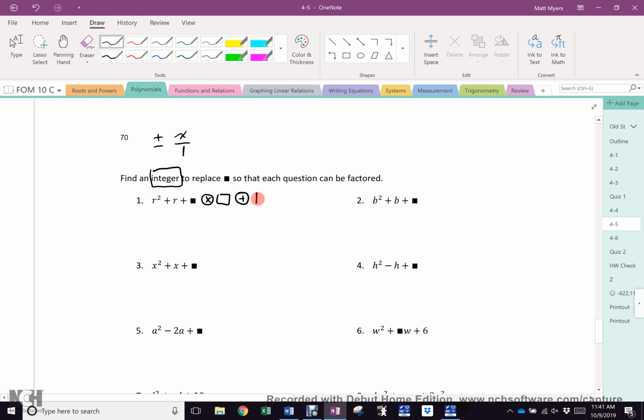How can I make that happen? Jacqueline. Positive 8 and negative 7. Would that get me 1? Okay. So what is 8 times negative 7? So is negative 56 an integer I could put there? Excellent. Is it the only integer I could put there? Of course not. What else could I put there?